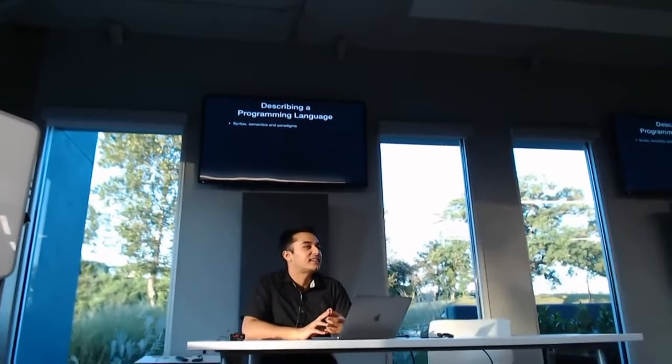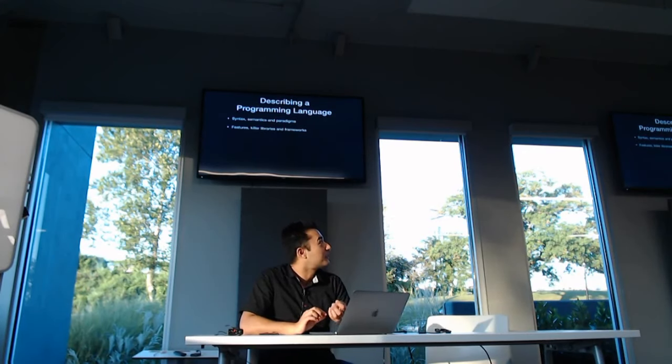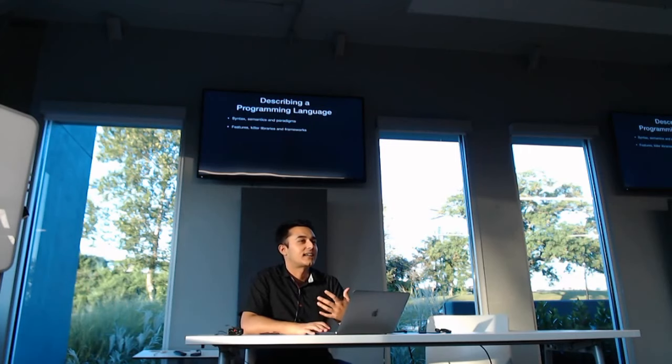So when you're describing a programming language, do you talk about syntax, semantics, and paradigms, such as whether something is a curly brace language, or indentation based like Python is? And paradigms, like functional, imperative, object oriented. You can also talk about the features that a language has, like what killer libraries and frameworks it has, such as Ruby on Rails when it comes to Ruby, right? That one framework made the language so widespread as it is.